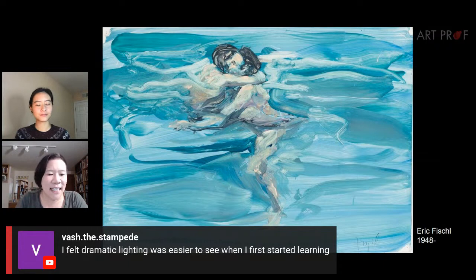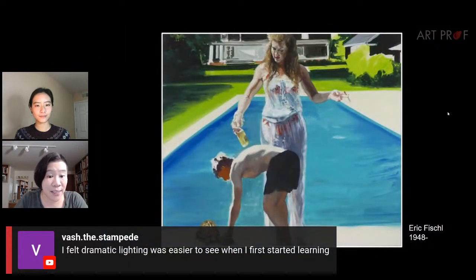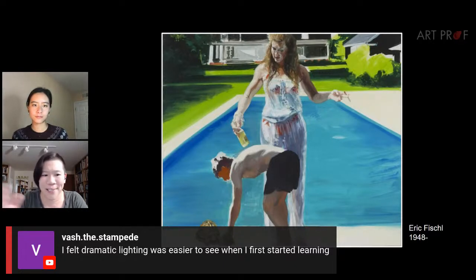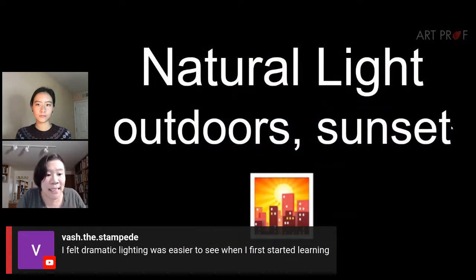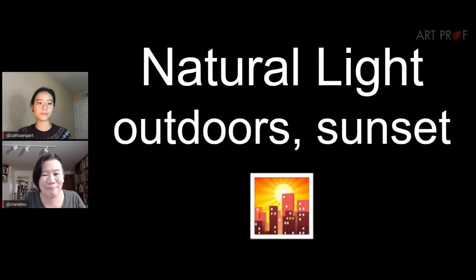Vash the Stampede says, I felt dramatic lighting was easier to see when I first started learning. I think that's a really good point, and I felt the exact same way. Oftentimes if I didn't have very dramatic lighting, it was very hard for me to figure out, okay, where's the highlight, where's the shadow? But I think the more experience you get, the more you start to notice subtleties. Reflected light is something that I've talked a lot about in some of the streams, and I've had students say to me in class, I don't see it. What are you talking about? And it takes time to train your eye.